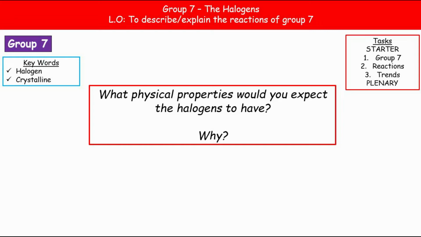Next thing to have a go at then is see if you can write down any of the physical properties that we would expect the halogens to have. And once you've got those physical properties, just explain why you pick those for me. So I'll just give you a minute to do this.